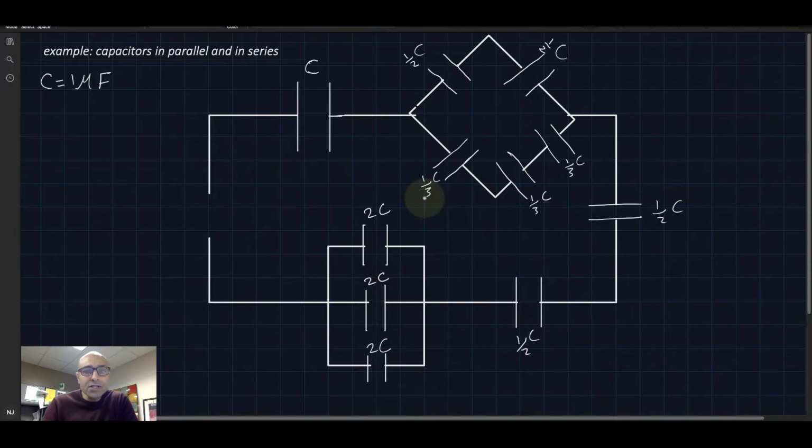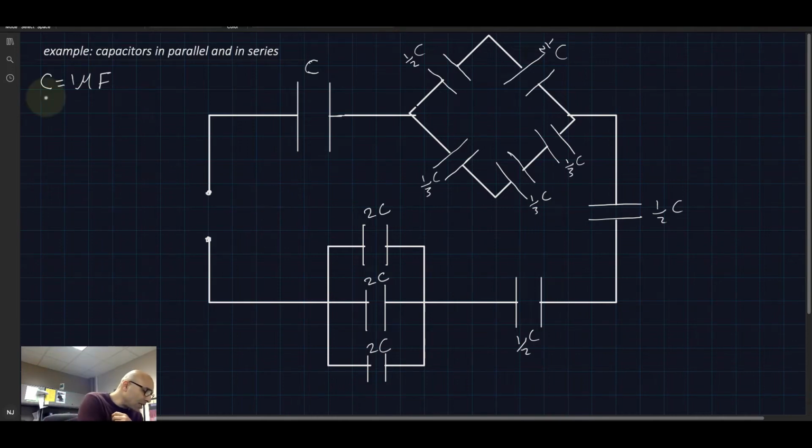Well, hello there. Let's check out this example together. In this example, we have a combination of capacitors that are in parallel and in series, and we need to find the equivalent capacitance of this circuit across these two terminals. So all of this here, we need to find the equivalent capacitance for all of this.